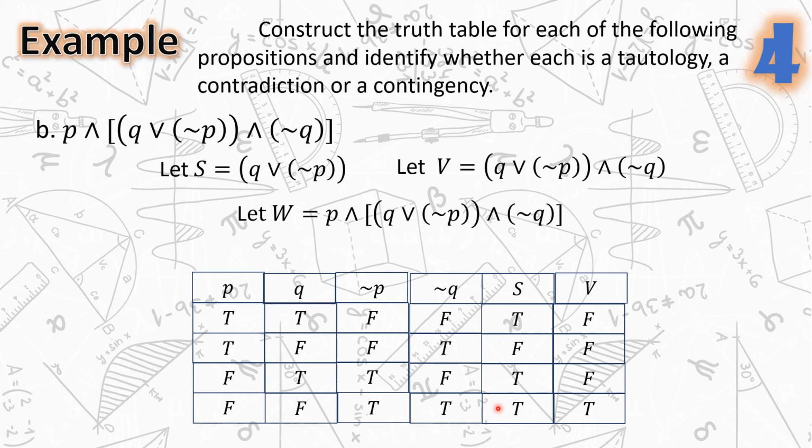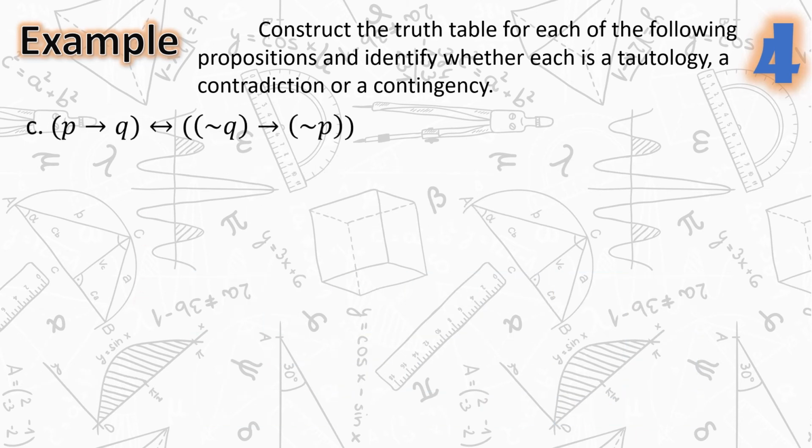Next, let us have the conjunction P and Q or not P and not Q, represented by W. Focus our attention at V, which represents Q or not P and not Q, and also column P. For W to be true, P must be true, and V must be true. So first row, true, false, W is false. Second row, true, false, W is false. Third row, false, false, W is false. Last row, W is false. So for whatever combination of truth values for P and Q, the compound proposition is false. Therefore, this compound proposition is a contradiction.